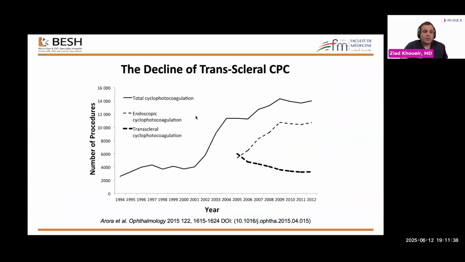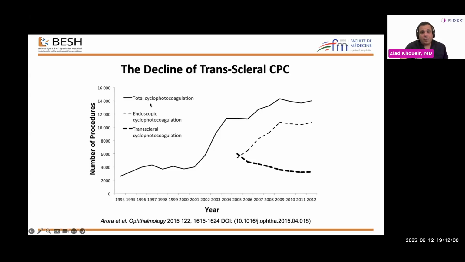So I'm going to start with this slide. This is a figure that was taken from a paper from Pradeep Ramulu that was published in Ophthalmology. And you can see here the total number of cyclodestructive procedures performed in the US during about 2 decades. And you're under the impression that those numbers are on the rise, but this is actually misleading.